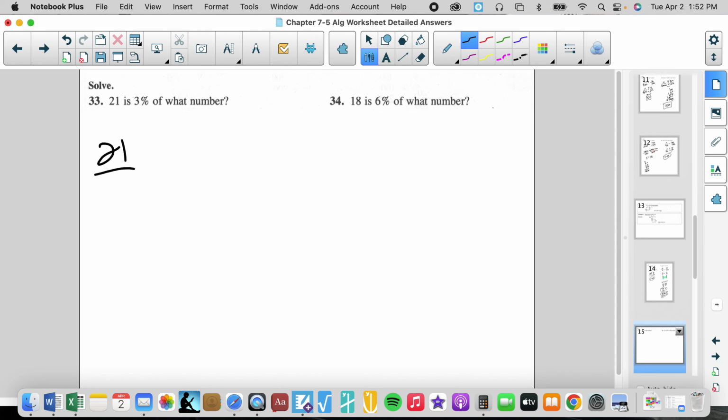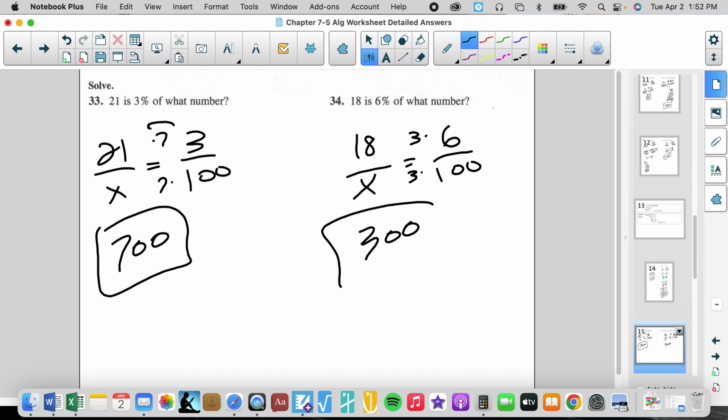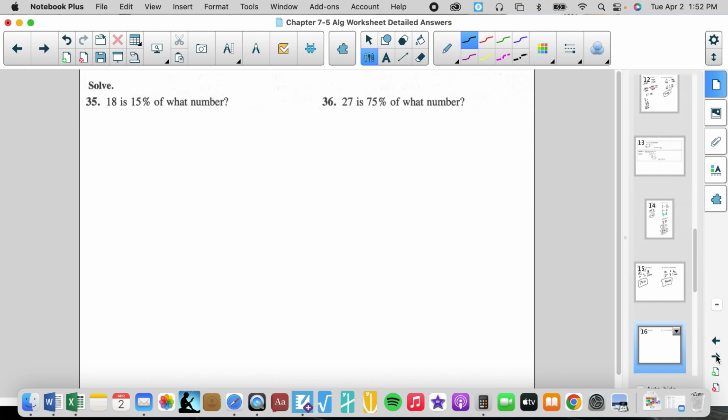Is over of equals percent over 100. We are going to multiply by 7, multiply by 7, 700. Wow, okay. But is over of equals percent over 100, times 3, times 3, 300. We did both of those in less than 30 seconds. Is over of equals percent over 100.